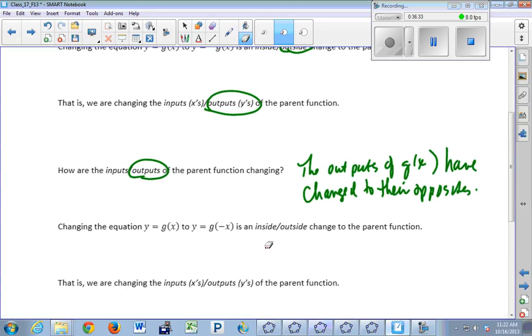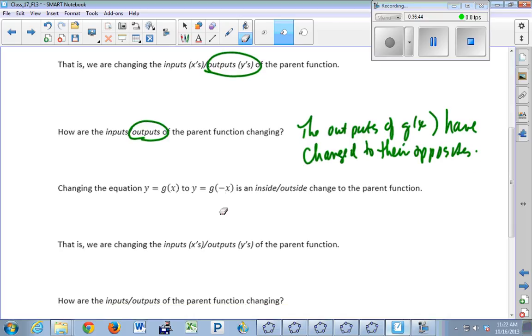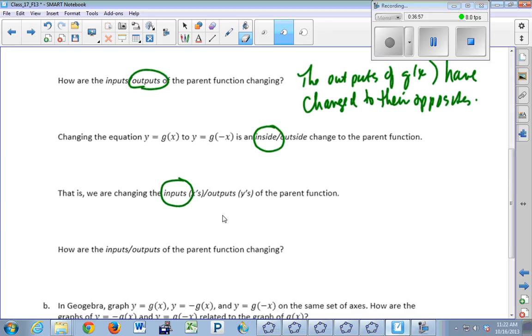This one was where you were moving, right? So now we've got our original function g of x, and now we're making x its opposite. Is this an inside change or an outside change? Inside. Are we changing the inputs or the outputs? How have the inputs changed? They've changed to their opposite.